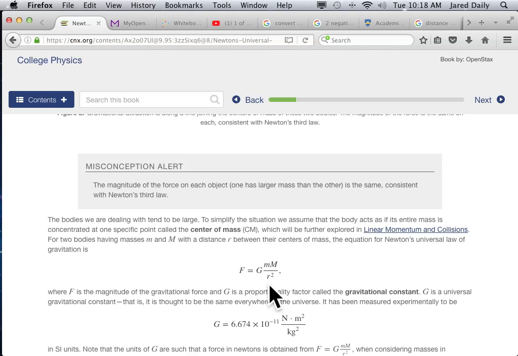But it has to be multiplied by a constant for this to actually be an equation, and that constant is the universal gravitational constant, G, which is 6.674 times 10 to the minus 11 Newton meters squared per kilogram squared. What is that number? I'll tell you what that number is.